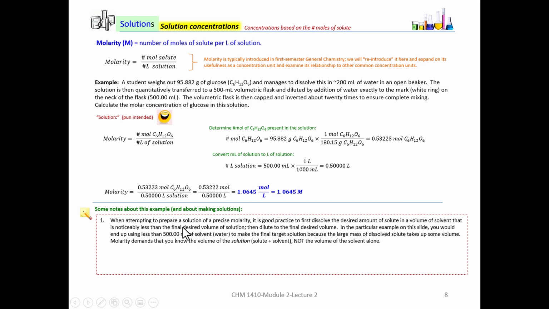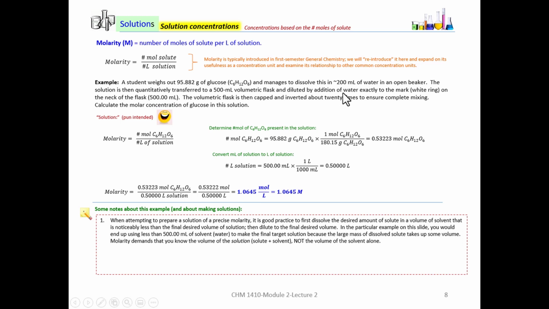Now, when attempting to prepare a solution of precise molarity, which is what we did up here, it is good practice to first dissolve the desired amount of solute in a volume of solvent that is noticeably less than the final desired volume of solution. That's what we did here. We took our solute and dissolved it in only about 200 milliliters of water in a beaker.